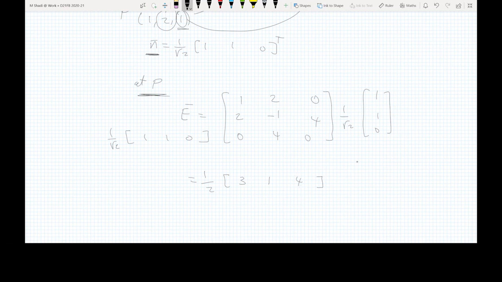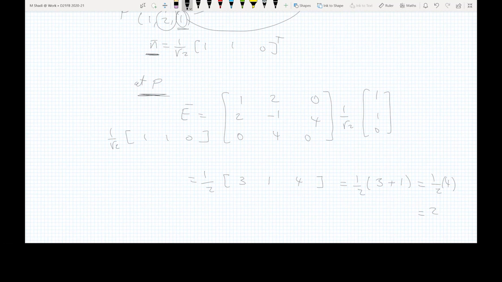Now I have 3, 1, 4 multiplied with 1, 1, 0. This is 1 multiplied with a 3. I have the half outside. 1 multiplied with 3, this is a 3, added to 1 multiplied with 1, this is 1, added to 0 multiplied with 4, this is 4. So it is basically half multiplied with 4, and this is going to be 2. So the change in the unit length at this point and for this specific direction is 2.